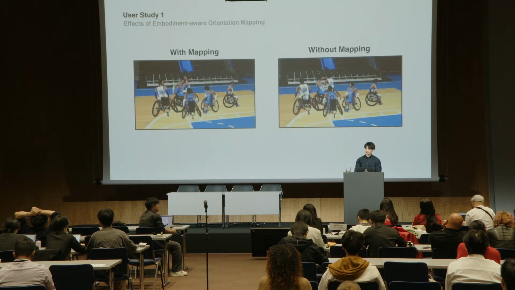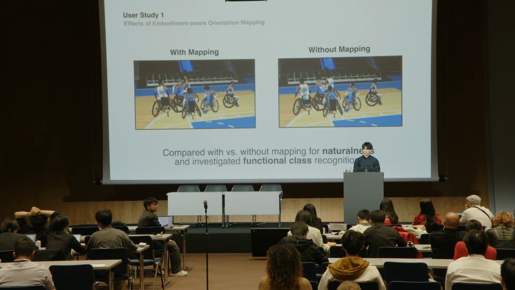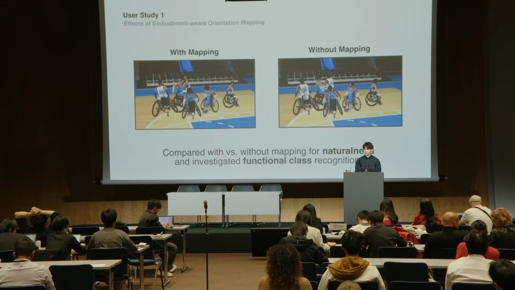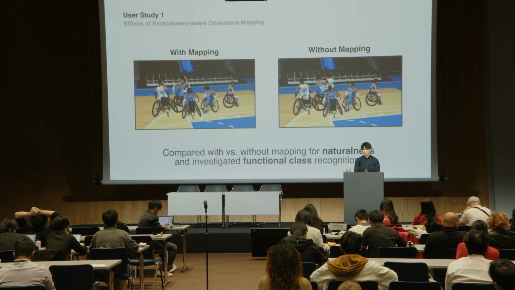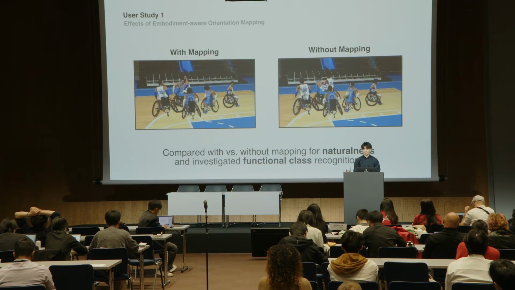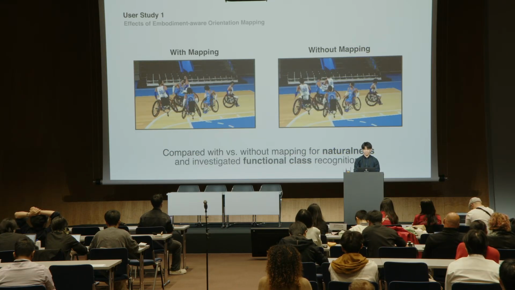In the first user study, we compared videos with embodiment mapping to those without the mapping in order to examine perceived motion realism and whether participants could visually judge the functional differences among the offensive players. The study involved 20 participants, including 10 national wheelchair basketball team players and 10 non-elite players.